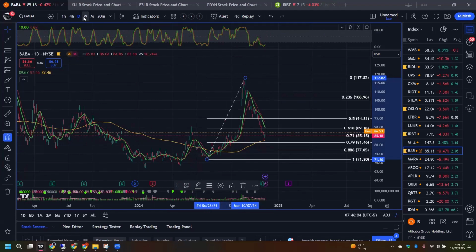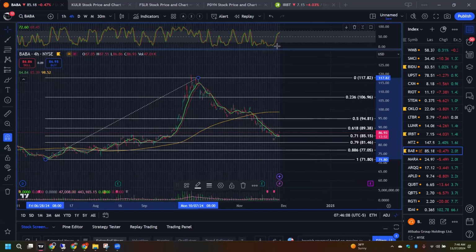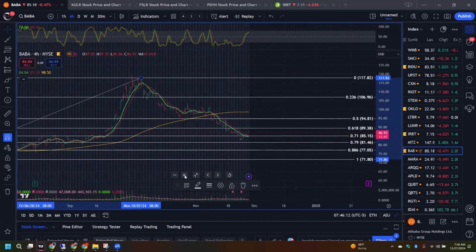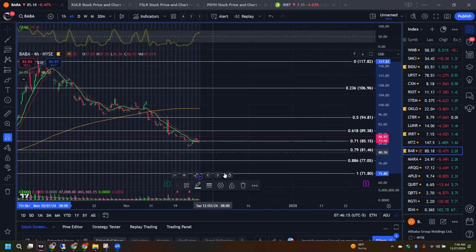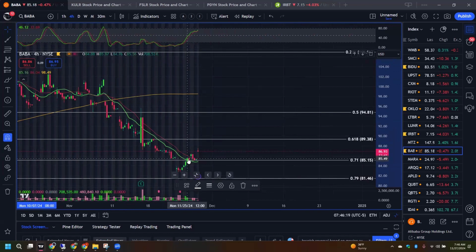So let's get away from the daily. Let's drop down to the 4-hour. Very bullish stochastic. Let's make the candles bigger. Let's do this. We're above the 1421, which means they are our new support. They happen to be exactly at our 7.1, and you know that fib levels are support and resistance. So we got strong support at 85.15.